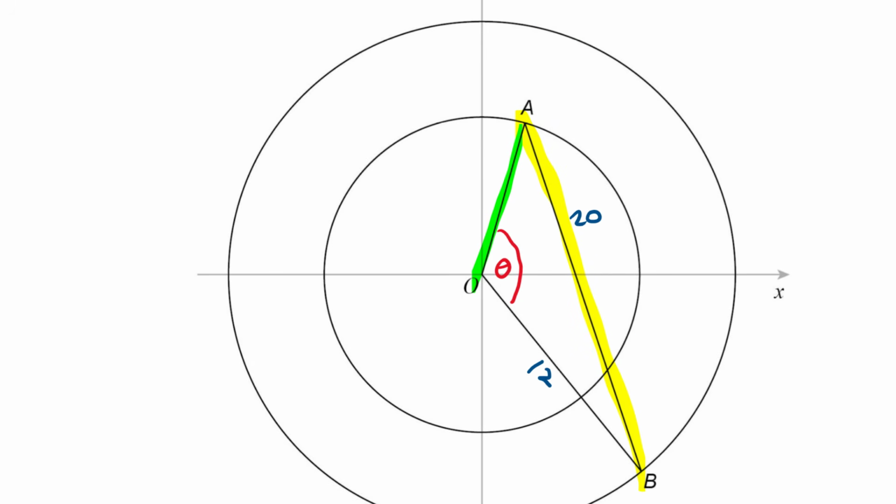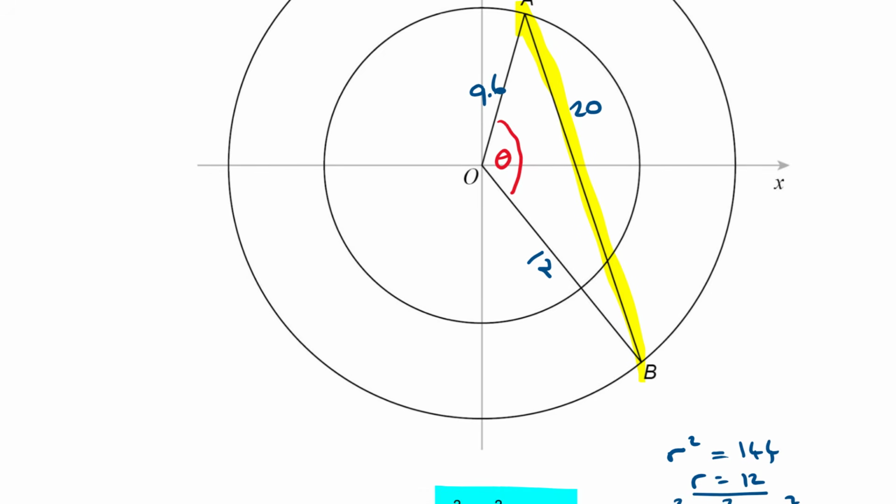So coming back to my diagram, that's this side here, isn't it? So that's 9.6. Okay, so I've got a non-right angle triangle. I know all 3 sides and I want to find the angle. Do you know what to do there? It's the cosine rule, isn't it? So we're going to be using the cosine rule here.